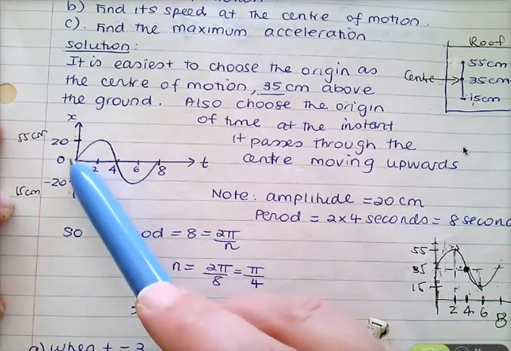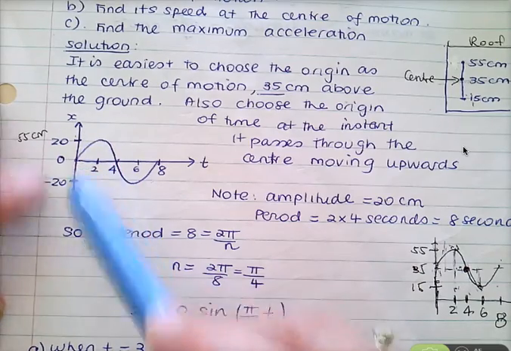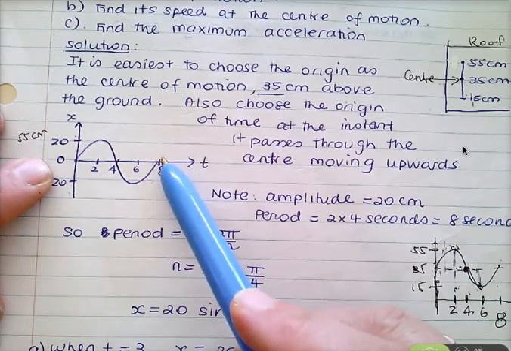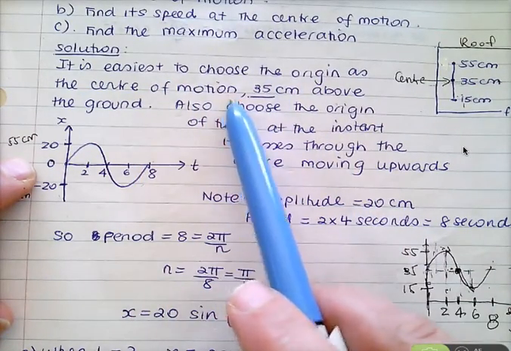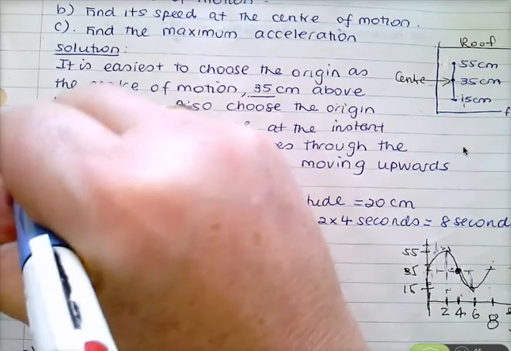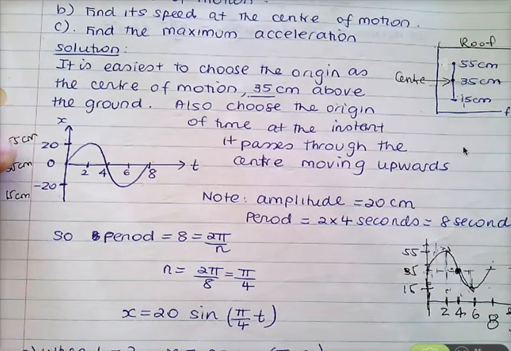But if I just look at the motion of the particle, because from the centre it goes 20 up and 20 down, and it takes 8 seconds to complete. So it is easier to choose the origin as the centre of the motion. Now the origin happens to be 35 centimetres above the ground.